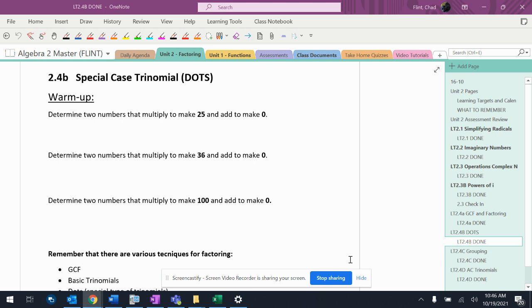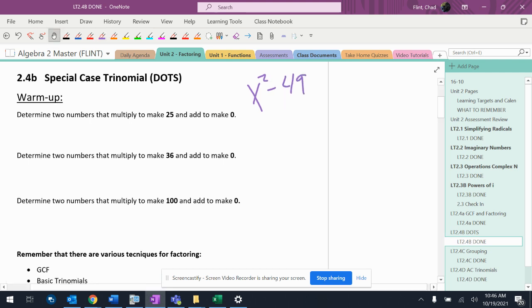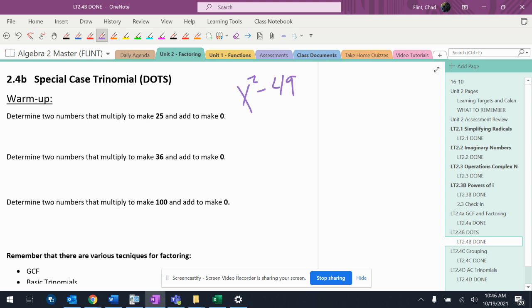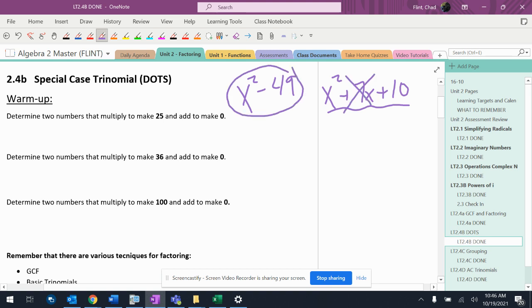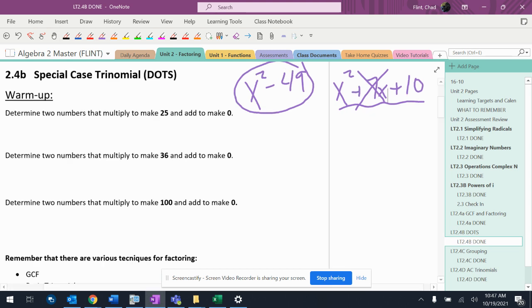So in the beginning here, the idea is that there's going to be no middle term. So it's going to look something like this: x squared minus 49. All right, so the ones we had last class were x squared plus 7x plus 10. So it had three terms. This is only going to have two terms. So that middle term is missing. And what that means is that when I had my factors and I added them together, that was a zero. All right, so now there's a little warm up thing here, really quick.